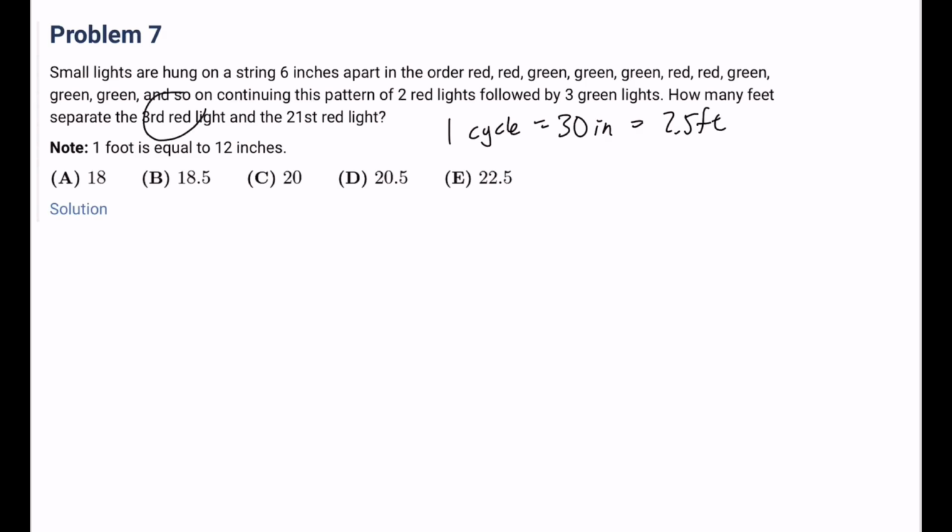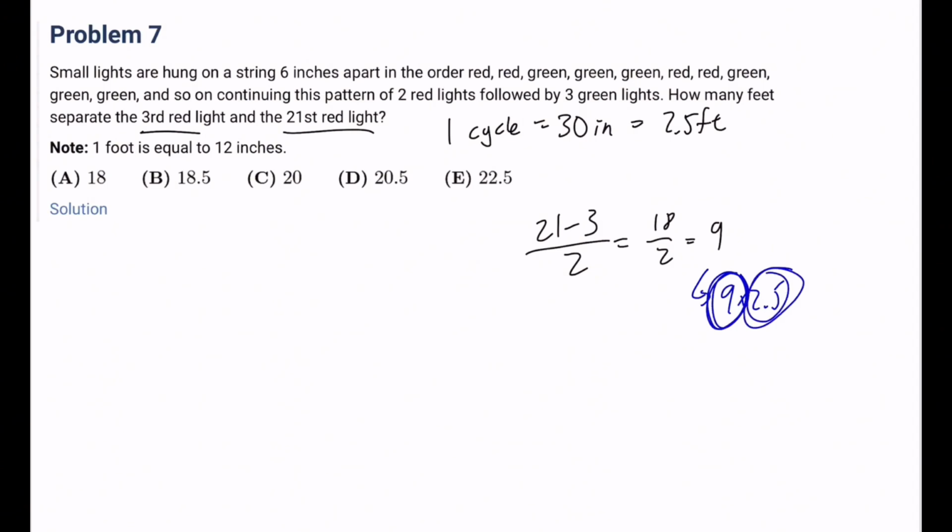And from the 3rd red light to the 21st red light, if you see, they are all going to be the first red light in the cycle. So what we just need to do is just subtract these two, right? So that will be 21 minus 3 divided by 2. That's going to be 18 over 2, which is 9. So they are 9 cycles apart. So this will give us 9 times 2.5. So since it's 9 cycles times 2.5 feet for each cycle, this is going to be equal to 22.5. And that is our answer.